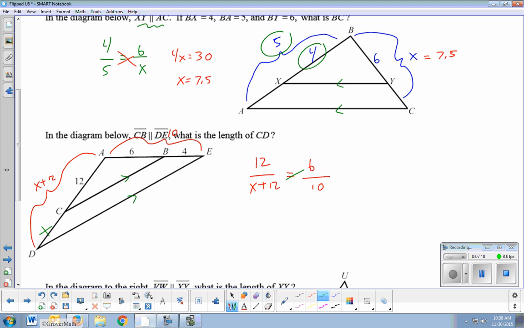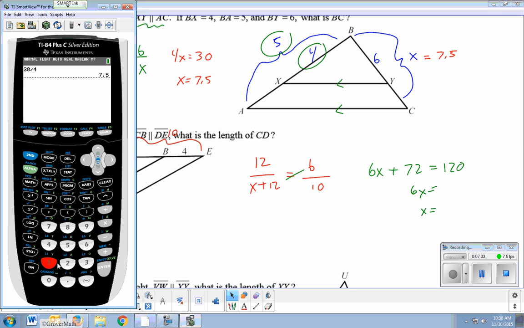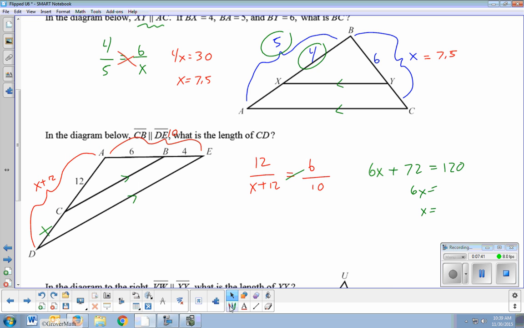So 6 times x is 6x plus 6 times 12 is 72. And 12 times 10, 120. I'm going to subtract 72 and divide by 6. And so we get the length is 8.